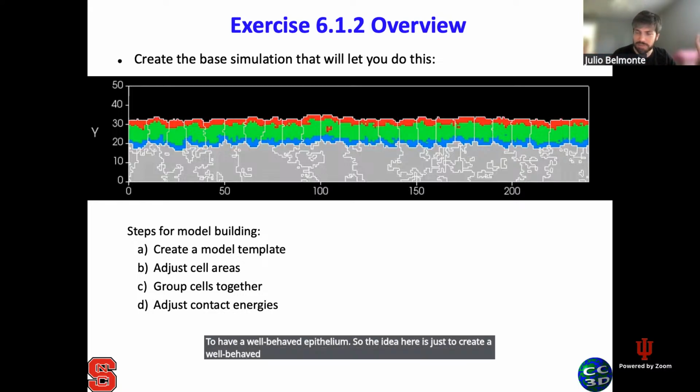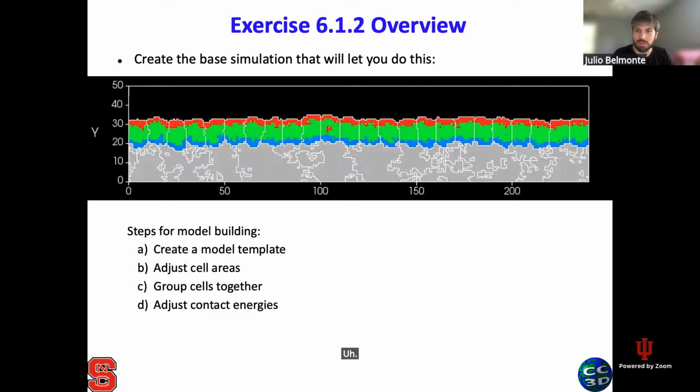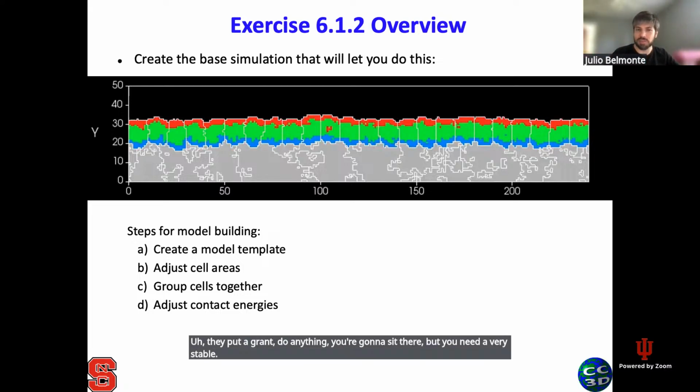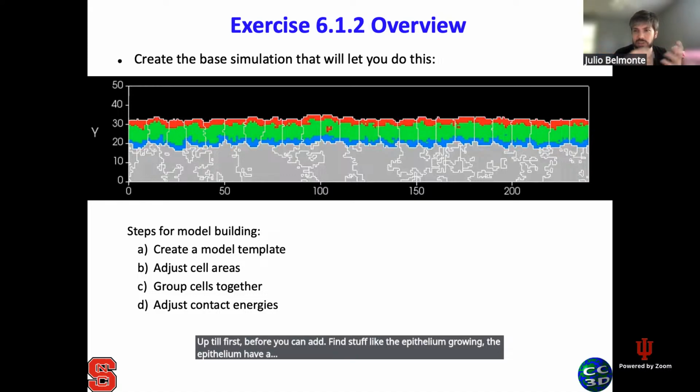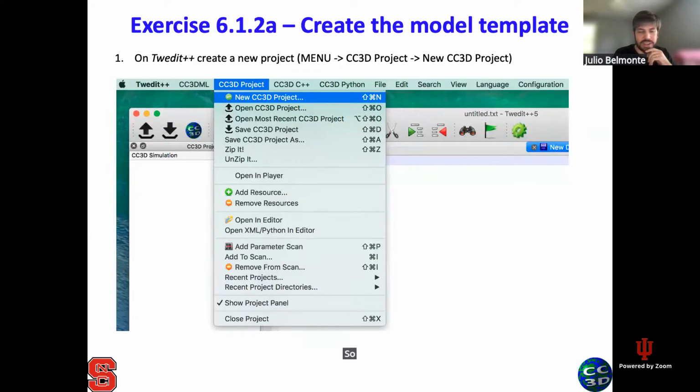The epithelium is not going to do anything. It's going to sit there, but you need a very stable epithelium first before you can add fun stuff like the epithelium growing, the epithelium having an apical constriction, or anything else. I have to go a little bit faster here, but now you have a little bit of an idea of what it takes to make a compartmentalized cell.